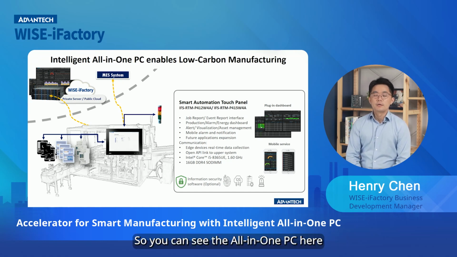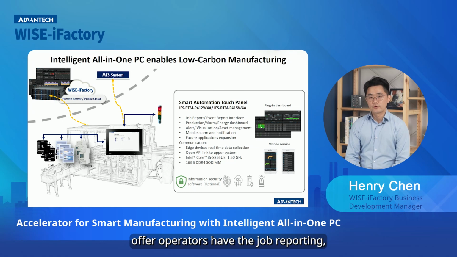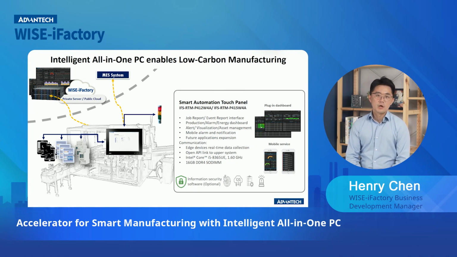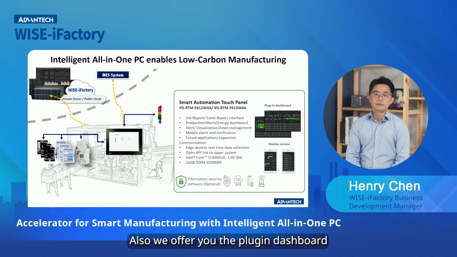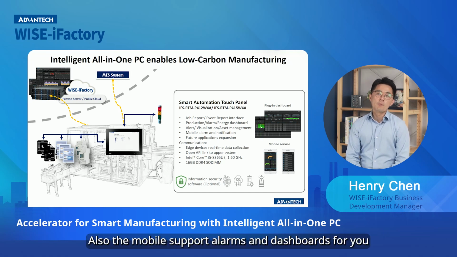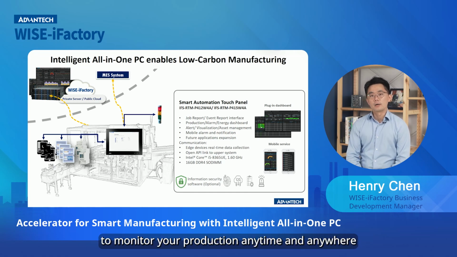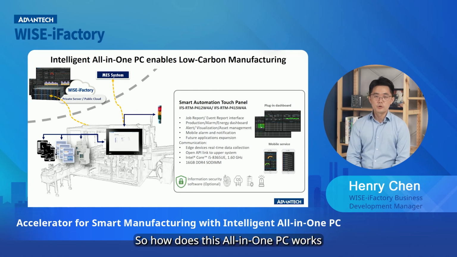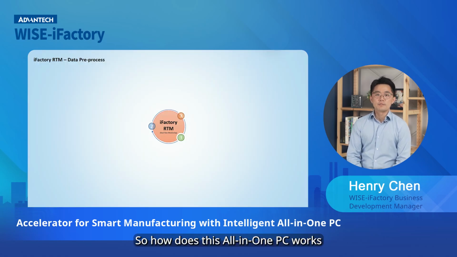You can see the all-in-one PC here offers operators a job reporting and event reporting interface. Also, we offer you a plug-in dashboard to quickly see the digital transformation performance. Also, mobile supports alarms and dashboards for you to monitor your production anytime and anywhere. So how does this all-in-one PC work?